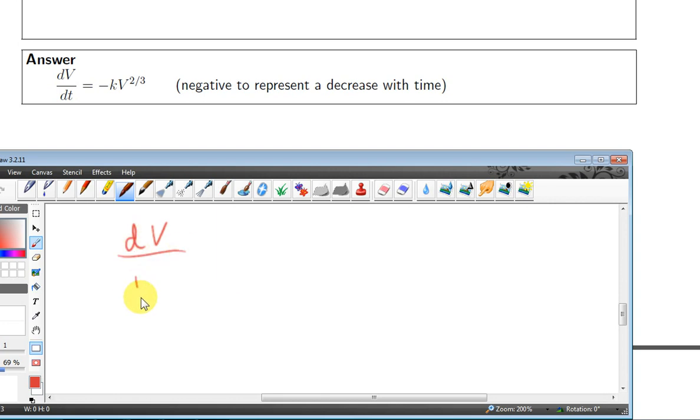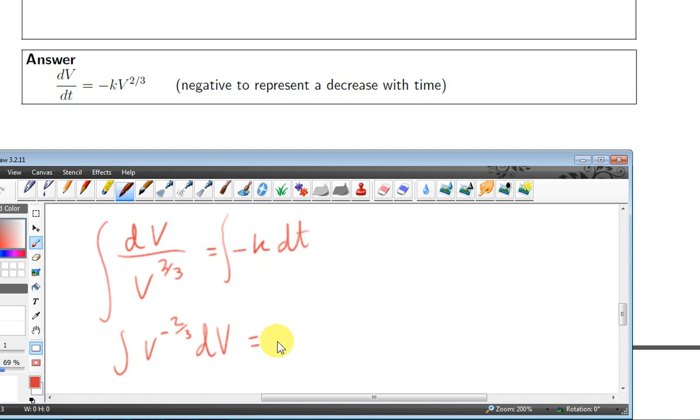So we just separate the variables here. We divide across by V to the power of 2/3 and multiply both sides by dt. And then we just integrate both sides. So on the left hand side we're integrating V to the power of minus 2/3 with respect to V. And if we integrate minus k with respect to t, we just get minus k times t, since minus k is just a constant. And we have the constant of integration, and that comes from the left hand side as well, of course.